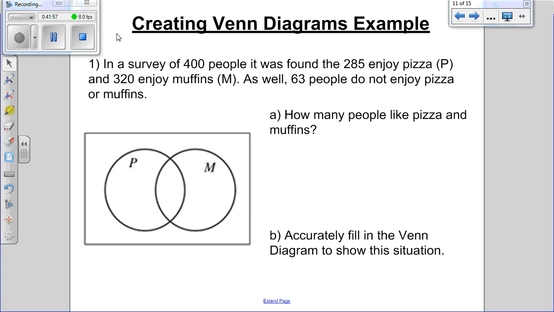Question A says, how many people like pizza and muffins? So before we even draw the Venn diagram, we're going to see if we can answer this question. How many people like pizza and muffins? To do this, we're going to start with our universal set. How many people are in our universal set? 400 people were surveyed.